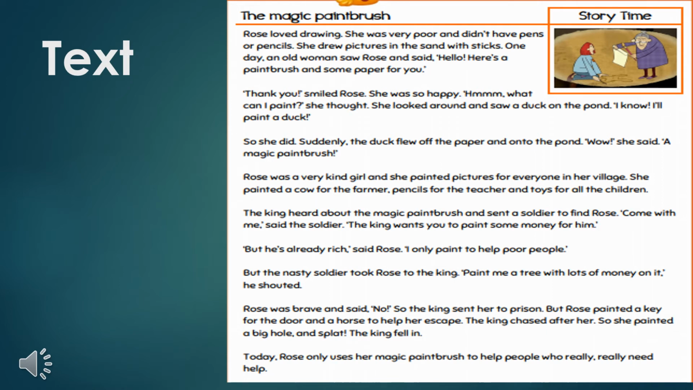So the king sent her to prison. But Rose painted a key for the door and a horse to help her escape. The king chased after her, so she painted a big hole and splat, the king fell in. Today, Rose only uses her magic paintbrush to help people who really, really need help.